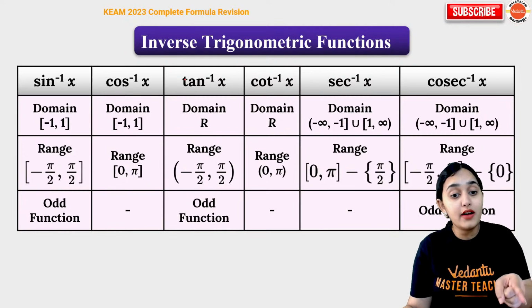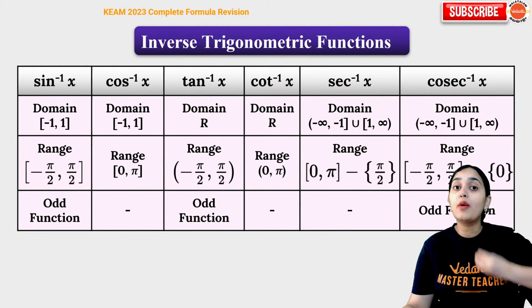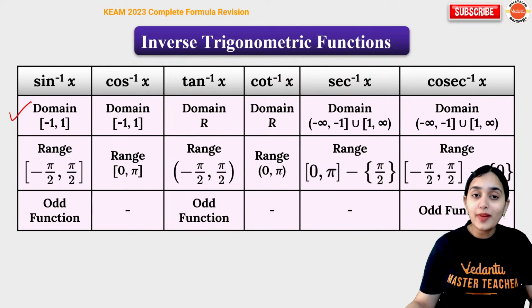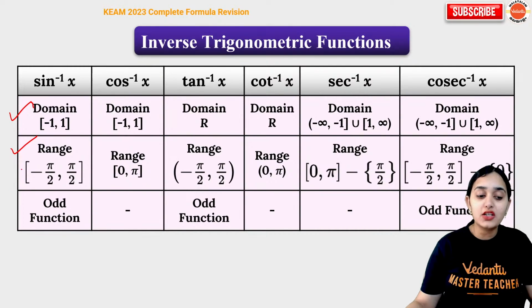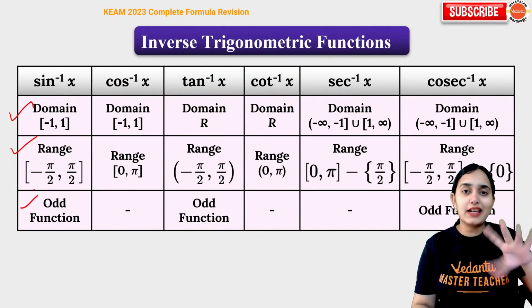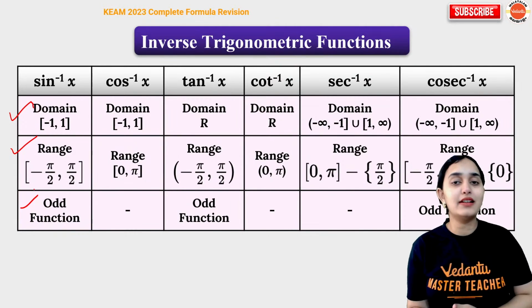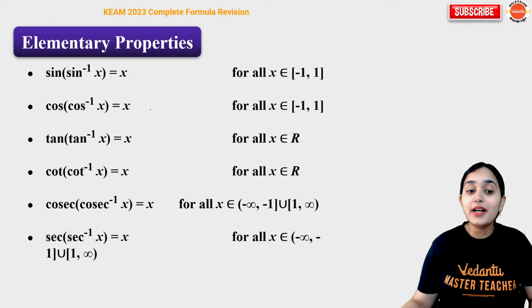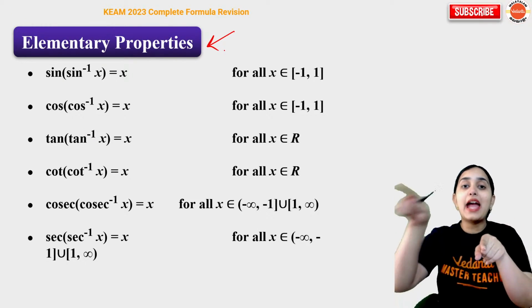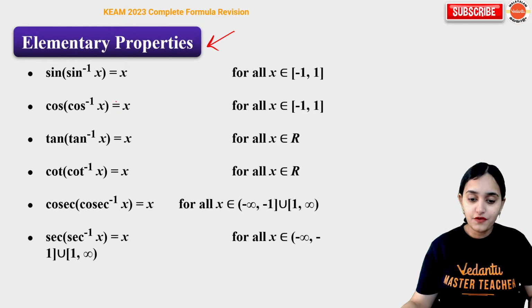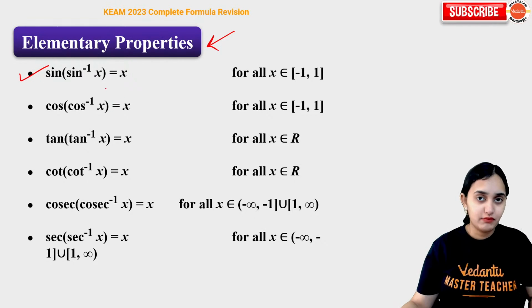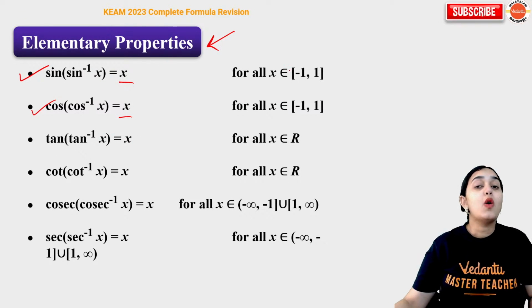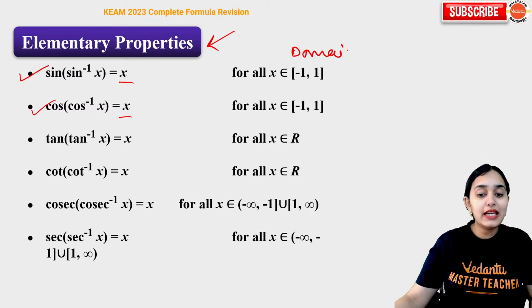Well, trigonometry is important, but inverse trigonometry is also more important. In inverse trigonometry, you should know the domain of these functions, the range of the functions, odd function or not, it's up to you. Sometimes it is asked in integration, or otherwise it's not of much use. Okay. Next, you should remember the properties of trigonometry and inverse trigonometry. For example, sine of sine inverse x is what? Cos of cos inverse x is what? Now it is equal to x only in the domain, only inside the domain.